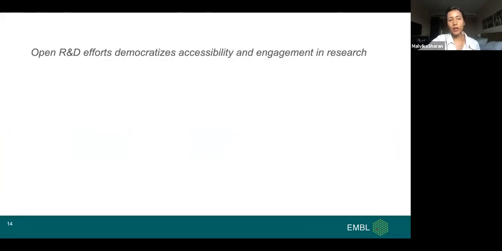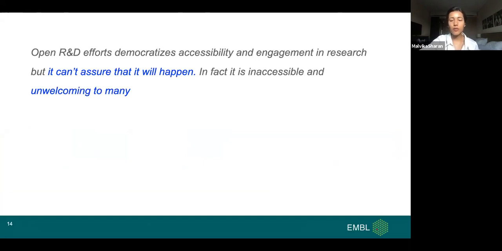So thinking about where you're working in research and development, we are making a lot of effort in democratizing accessibility and engagement, but it can't assure that it will happen. In fact, it is inaccessible and unwelcoming to many, both who experience it and who can change it.